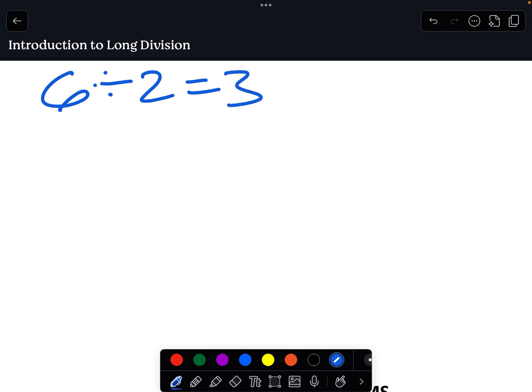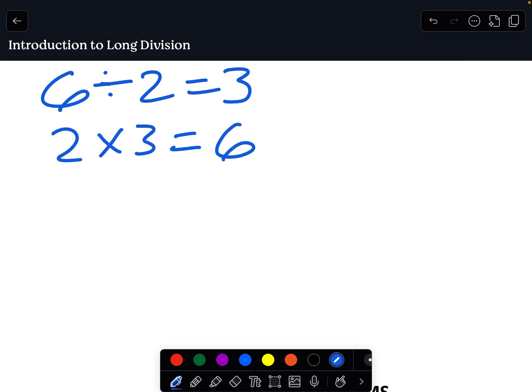Now, we know our multiplication facts and division facts, hopefully, which means that if we are given a problem like 6 divided by 2, we just know from memory that the answer is 3, just like we know that 2 times 3 equals 6 because we've hopefully learned our multiplication facts by memory. Now, just like with multiplication, when we are dealing with larger numbers, we have to do a few more steps to get to the answer.